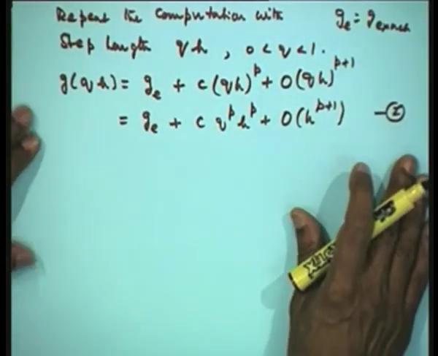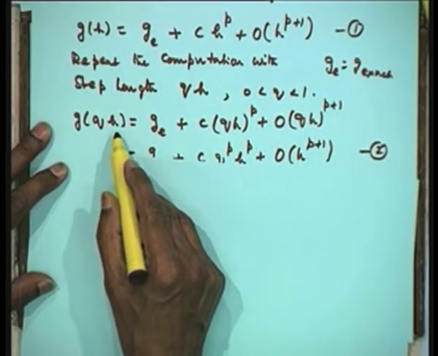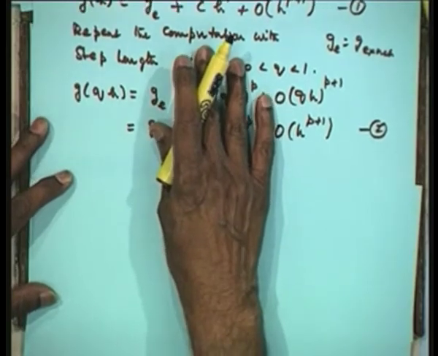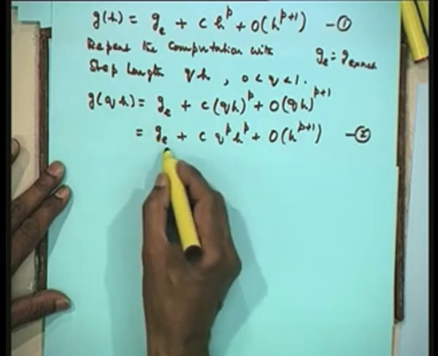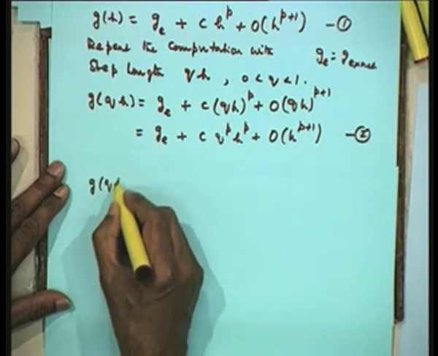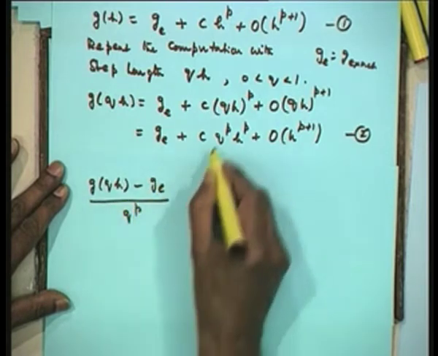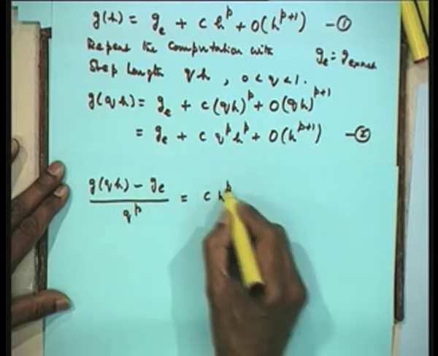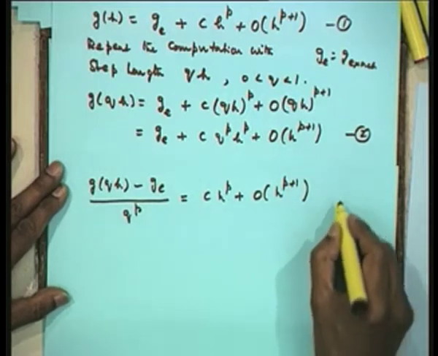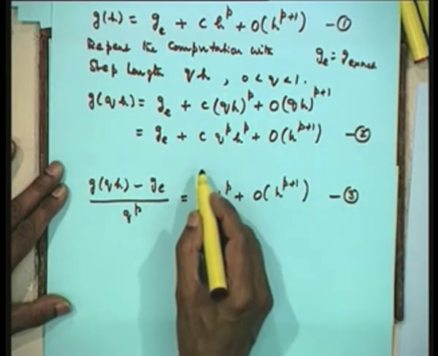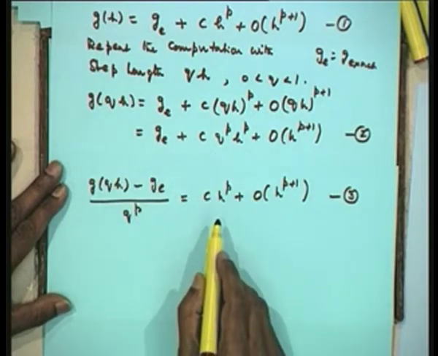Therefore, we now have two computed results. One result is g of h that has been computed, another result g of q h has been computed. Now, let us write down equation 2 as, let us bring this g e to the left hand side, that is g of q h minus g e and divide by q to the power of p, that will be c h to the power of p plus order of h to the power of p plus 1.